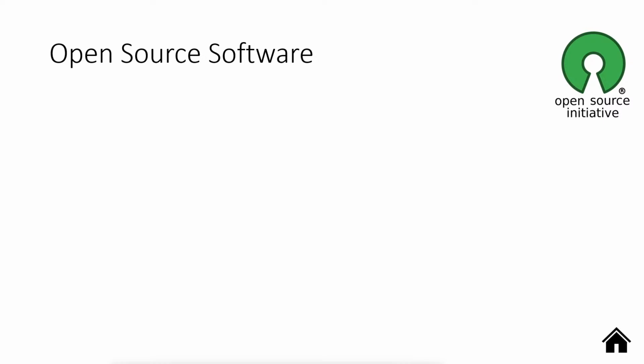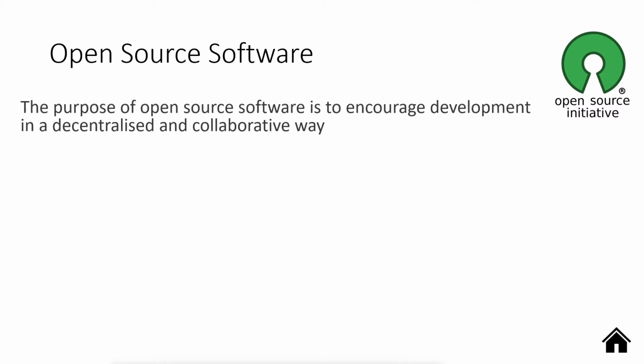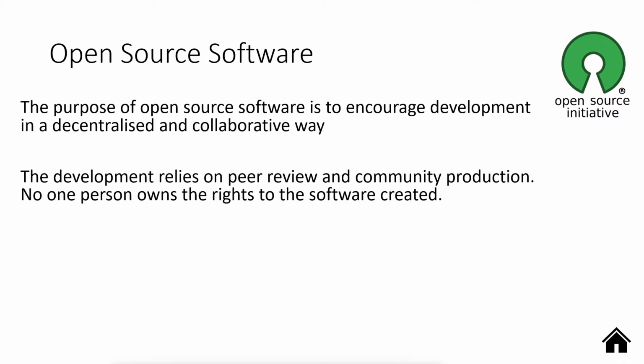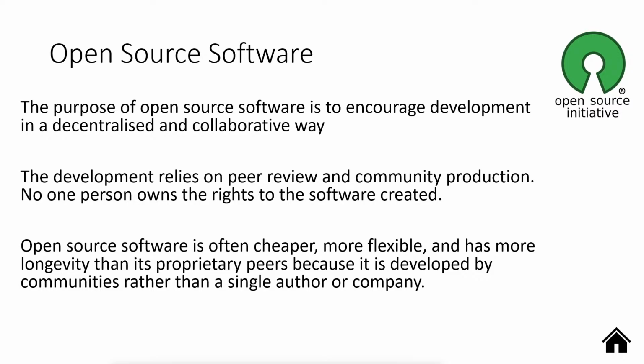With open source software, the point of it being open source is to encourage development. Now you might have heard the word decentralized, and you're probably thinking cryptocurrency being decentralized, and that's true because it's not owned or managed by a central bank. It's the same with open source software: it is not managed by a central person or a set of people. We have a main code base, and then people create branches from the main code base and edit it as they go. The development relies on peer review and community production, and no one person owns the rights to the software that's been created.